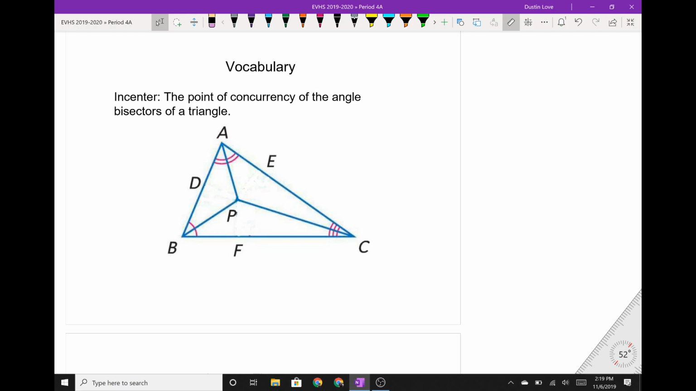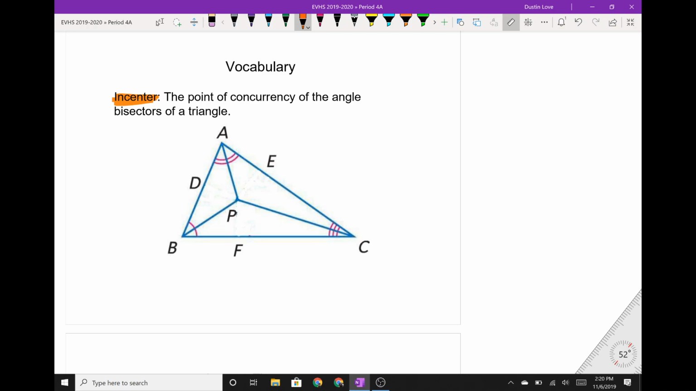Okay, we talked about circumcenters. Now we're talking about incenters. The incenter is the point of concurrency of the angle bisectors of a triangle. Notice this is different than the circumcenter. Circumcenter was the segment perpendicular bisectors, whereas the incenter is the angle bisectors. Sorry, I lost my word there for a second. Angle bisectors. Okay? Any questions about how to form that?